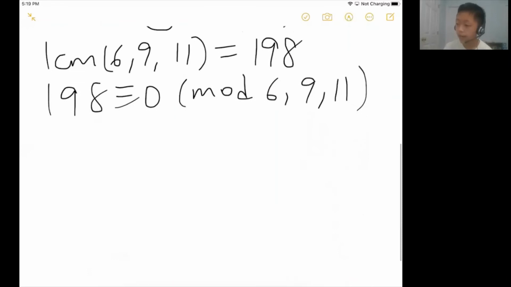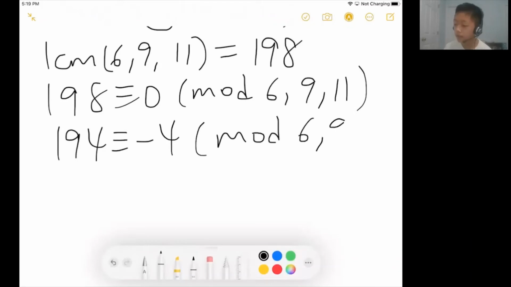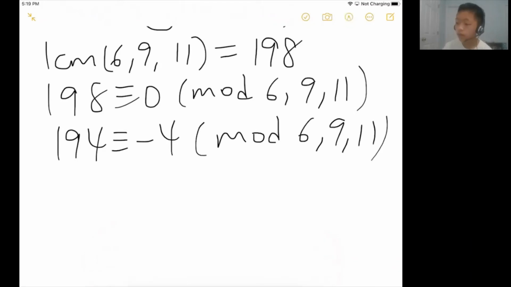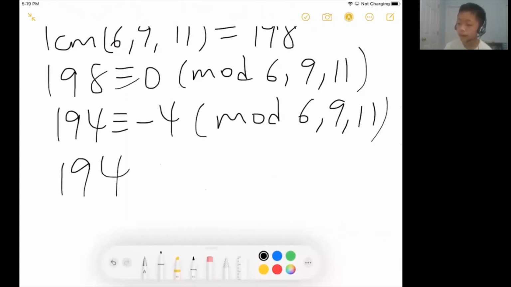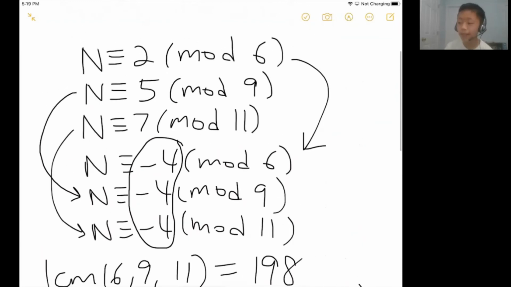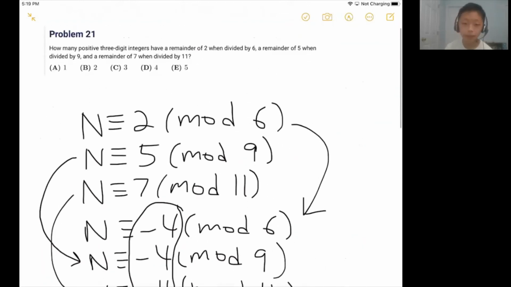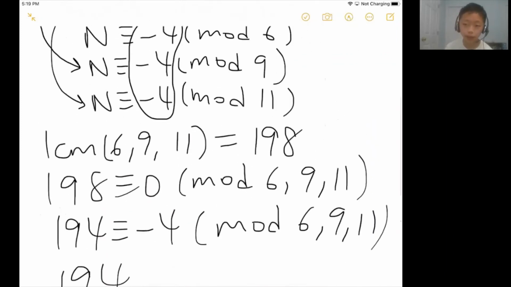So we could just subtract 4 on both sides. We have 194 is congruent to -4 mod 6, 9, and 11. So we know that 194 is the smallest possible value. But remember that the question didn't ask for the smallest possible value. They asked how many positive 3-digit integers satisfy this. But notice that it repeats every 198.